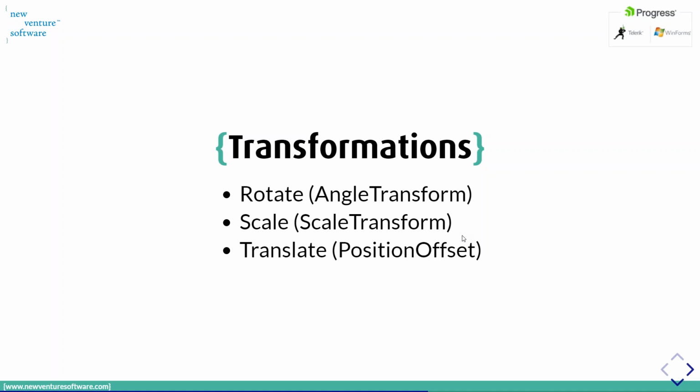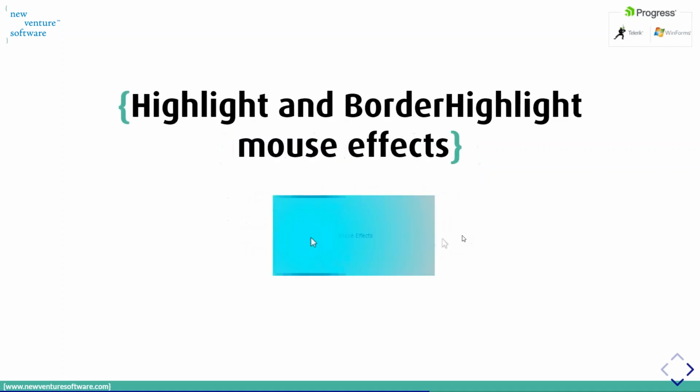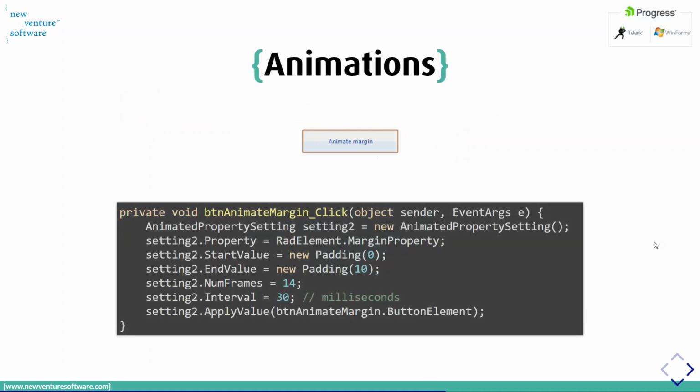One cool feature that was introduced recently is the highlight and border highlight mouse effects. You can see in this animation here what they are. It basically follows your mouse cursor along the element and brings those nice mouse highlight effects. The border and the highlight effect can be controlled independently and customized independently. So that's really nice. And also animations.